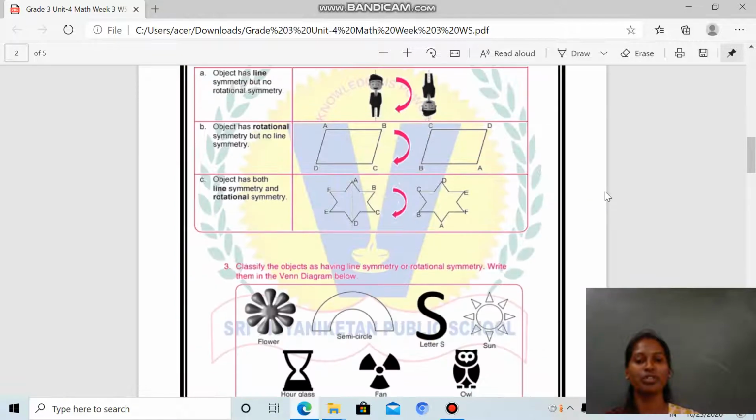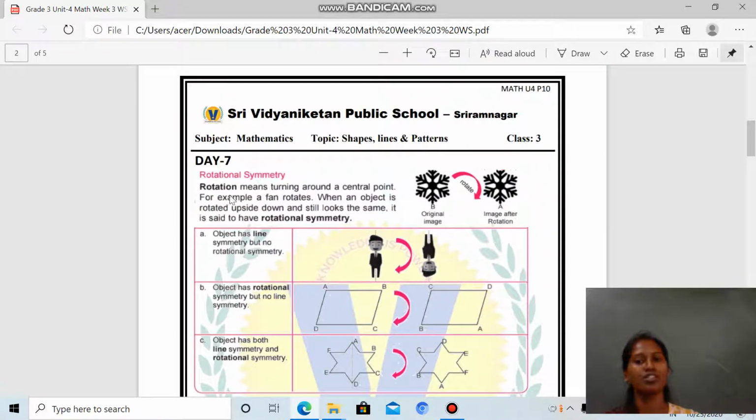Today we are moving to day 7. The topic is rotational symmetry. Rotation means turning around a central point. For example, a fan rotates. When an object is rotated upside down and still looks the same, it is said to have rotational symmetry. So here, if we rotate the given object, it looks the same upside and downside. So it is called rotational symmetry.